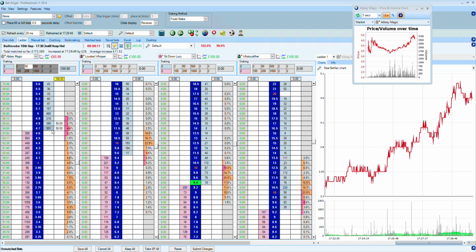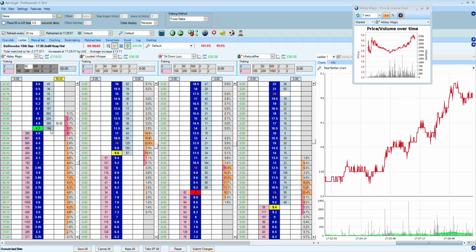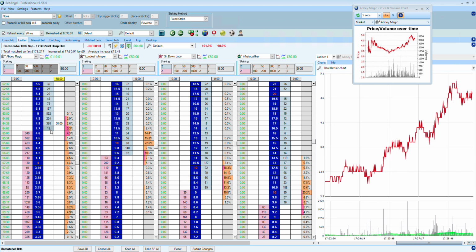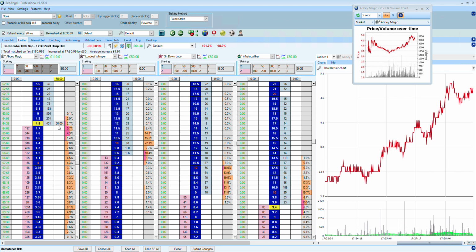So you can see I've put another order in at 4.7, cancelled the one at 5. And we're just waiting for these orders to get matched at this particular moment. 4.7's been matched, so we just have to hang around and wait for 8 to get matched, which it will in a second.